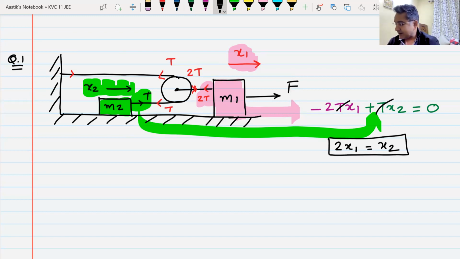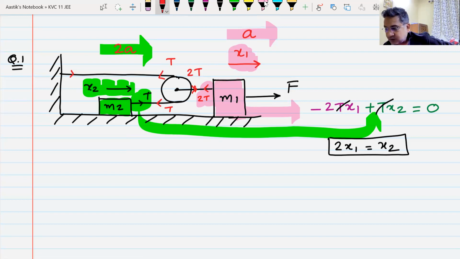So basically it means that if this block is moving here with an acceleration a, and remember, don't make a mistake here, if this block is moving here with an acceleration a, the green block will also move here, but not with the acceleration a, but with an acceleration 2a. Do we understand this? Yes or no?